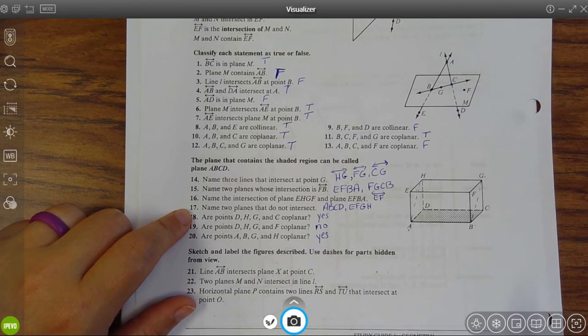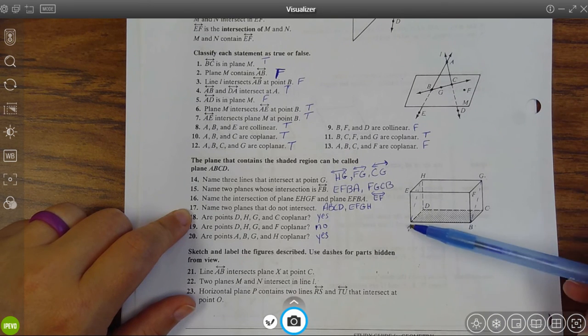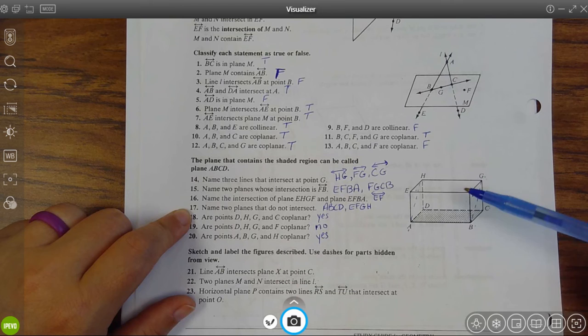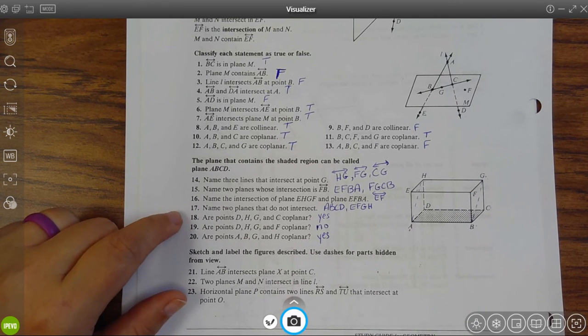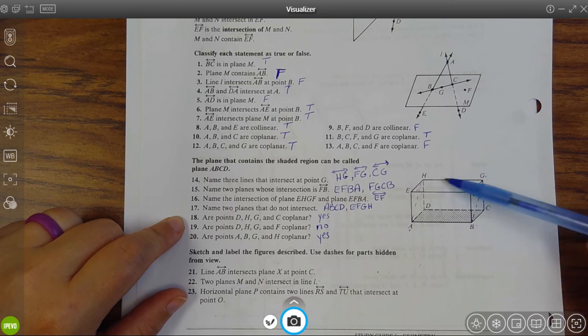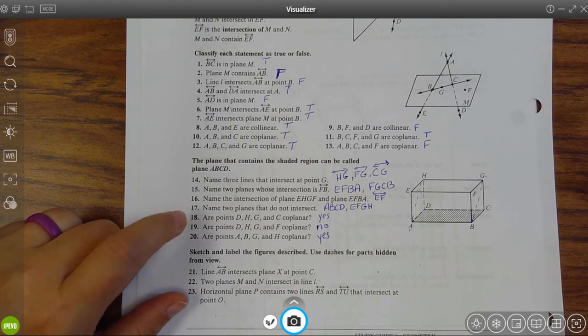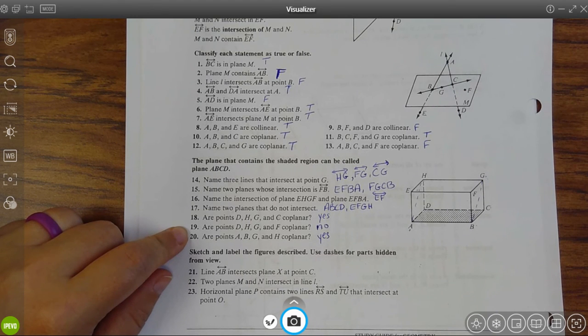17, we're looking for 2 planes that do not intersect. Again, this is one of many different answers. I did the bottom, A, B, C, D, and the top, E, F, G, H. 18, are points D, H, G, and C coplanar? D, H, G, and C all form the back of this box, so that is yes. 19, are points D, H, G, and F coplanar? We already determined D, H, and G are, however, F will never be on that same plane in the back, so that is a no.